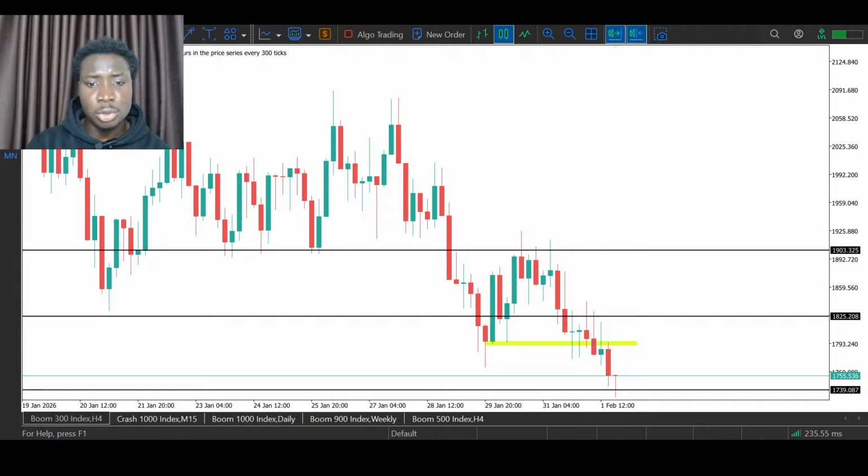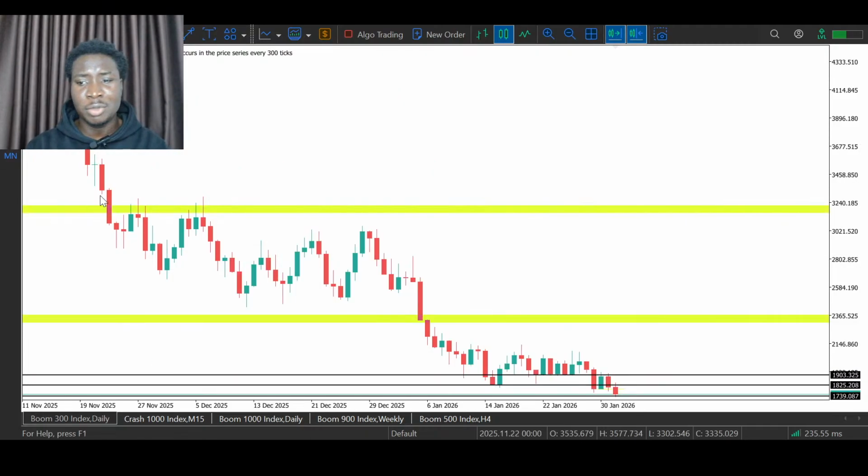One thing I want to let you know is structure never lies, all right? If you understand price action, you're already part of the 1%. But everything doesn't end at price action. You also have to learn how to mark out zones properly.